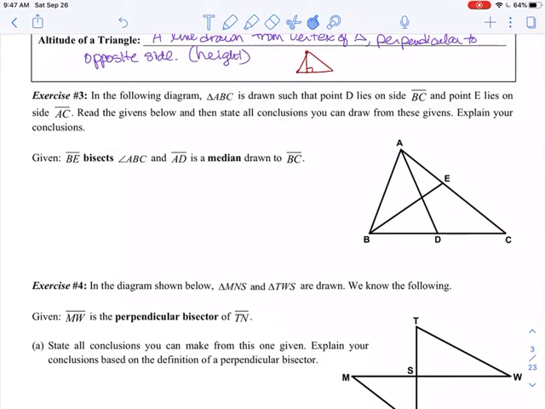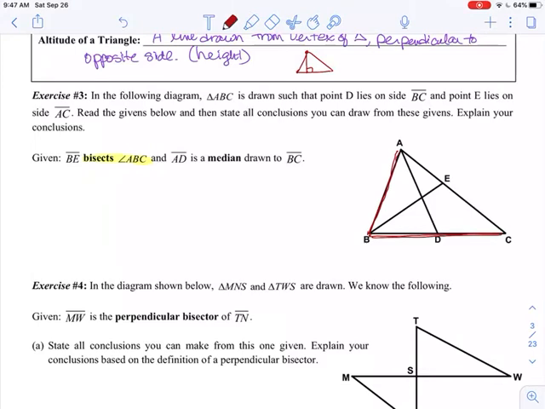All right, so let's look at some examples, and then I'm going to show you an actual proof, just easy one or two step proofs, what they look like though. So in the first one, in exercise 3, ABC is drawn such that D lies on side BC and point E lies on side AC. We're going to read the givens and state any kind of conclusion that I can come up with. So the first thing is I'm bisecting angle ABC. I'm cutting angle ABC in half. All right, so I'm going to go to angle ABC. So start at A, go to B, go to C. So the one that I just traced in red right there.